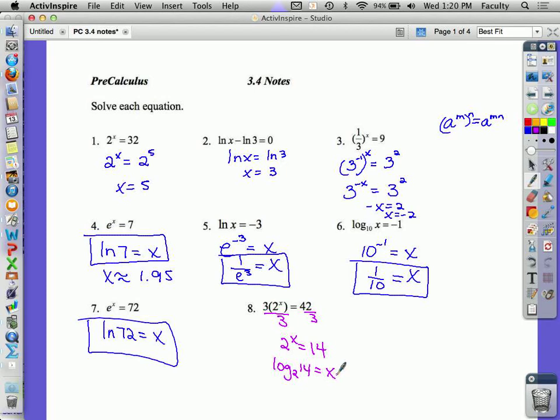If you have the older calculator, do ln 14 divided by ln 2. If you have the newer one, you can just enter it, and rounding to 2 places, it's about 3.81. Remember, before you can go to logarithmic form, you actually have to have the exponential part alone, with no addition, subtraction, or multiplication on it. Alright, then let's try number 9.